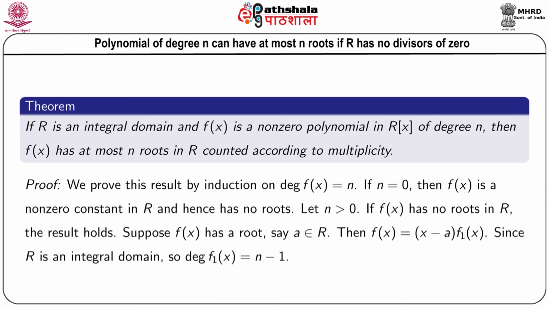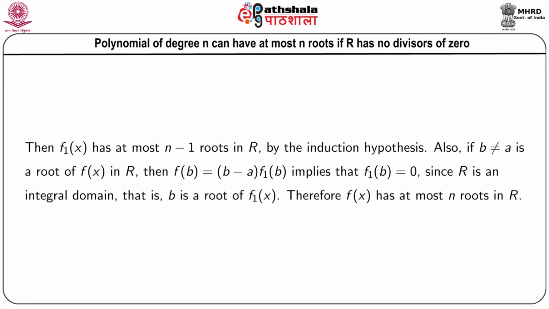Suppose f(x) has a root, say a belongs to R, then f(x) becomes (x minus a) into some polynomial f1(x), which follows from the factorization theorem. And since R is an integral domain, the degree of a product is equal to the sum of the degrees, from which it follows that the degree of the polynomial f1(x) is n minus 1. Then by the induction hypothesis, f1(x) has at most n minus 1 roots in R.